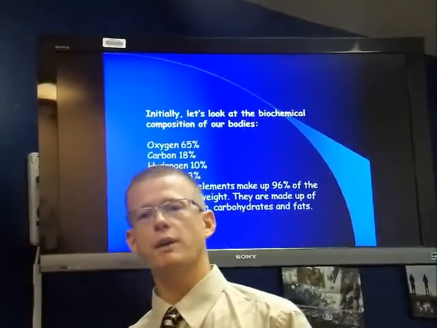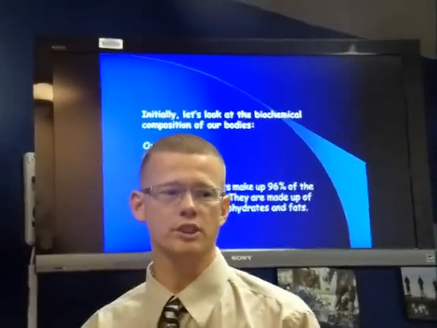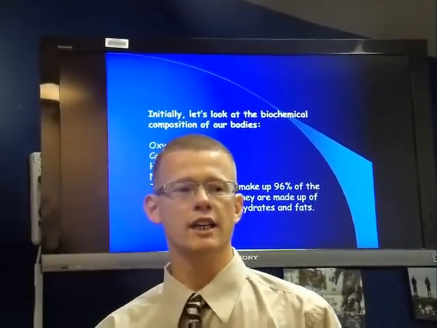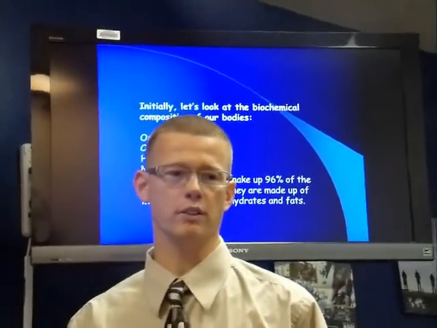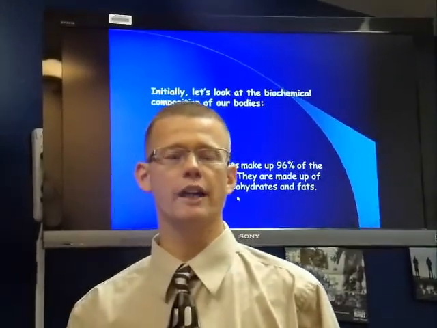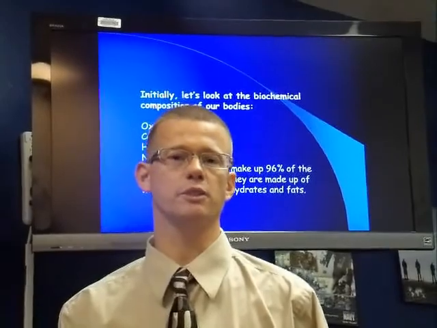That's followed by carbon, which is 18%, and then hydrogen comes in at about 10%, and we finish it up with nitrogen coming in at a scant 3%. Again, that's a total of 96% of the human body weight produced by these four elements. Now, they're made up of water, protein, carbohydrates, and fats. That's really how these four parts contribute to the body.